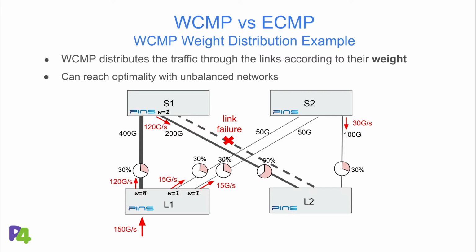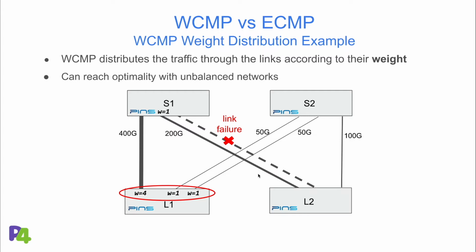Now consider that a link failure happens between S1 and L2. If we use the same weights as before, the 200 gig link is utilized twice as much as other links, and it will start dropping packets if the traffic exceeds 250 gigabit per second. Note that we prefer to drop the packets at the source, not inside the fabric, as it's a waste of network resources.